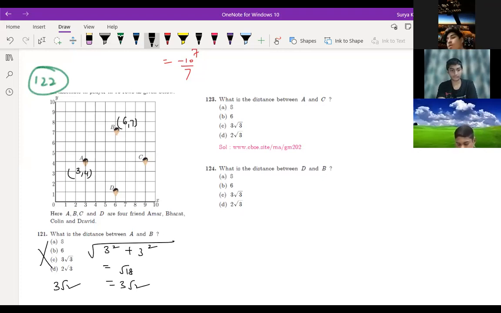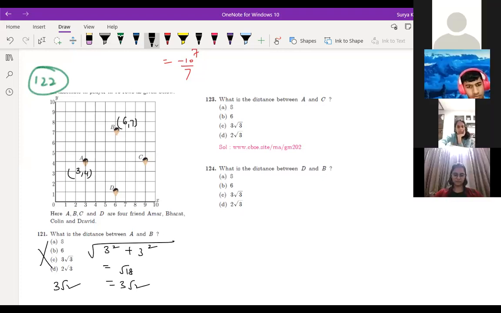Distance between A and C? C option is 9 comma 4. So 4 minus 4 will become 0 only. 9 minus 3 is 6, 6 squared, 36, so it is 6. D and B will be? This is 6 comma 1, same diagonal, 6 squared. 6 only, right? Yes.